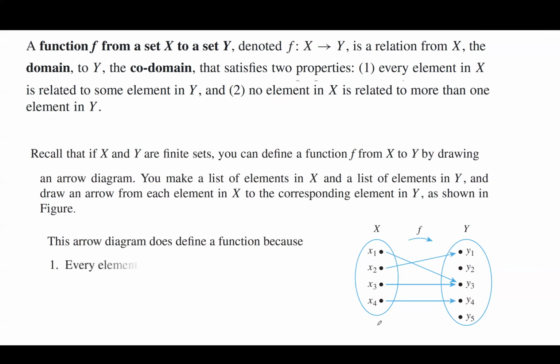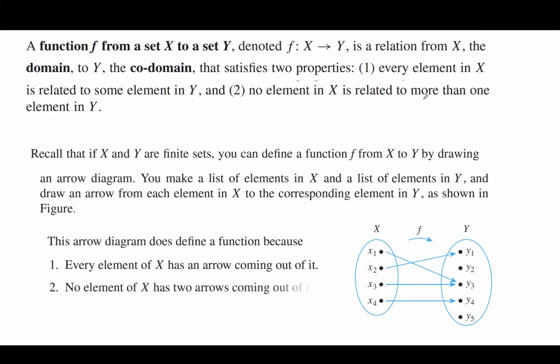Basically, every element in the domain is mapped to some element in the codomain. Also, no element in X is related to more than one element in Y, right? X1 is mapped to Y3, X2 is mapped to Y1, X3 is mapped to Y3, and X4 is mapped to Y4. So we have a function presented here. These are simple functions in discrete math. In calculus, you learn about continuous functions as well.